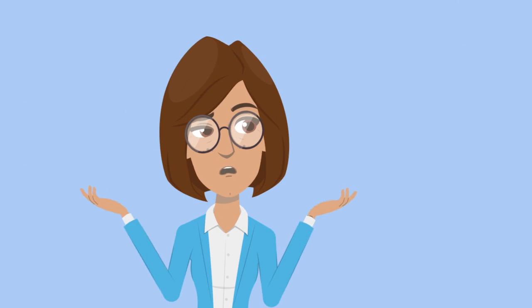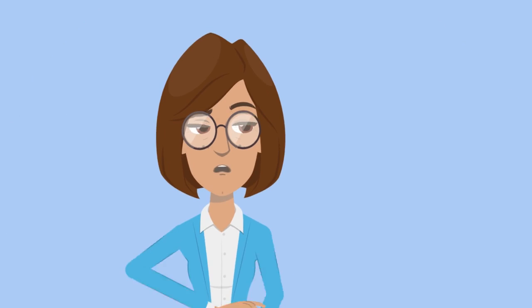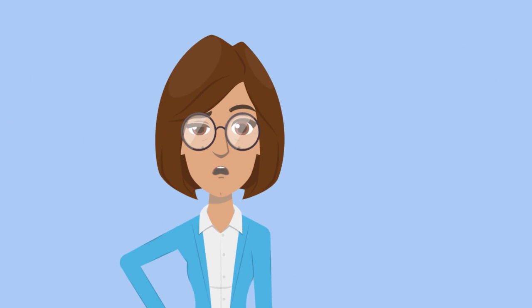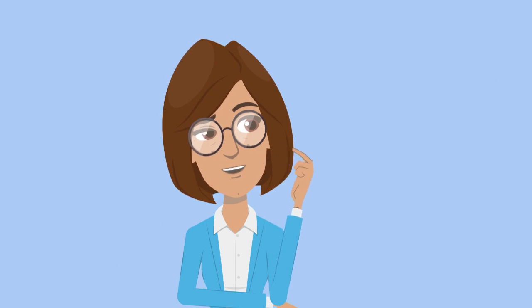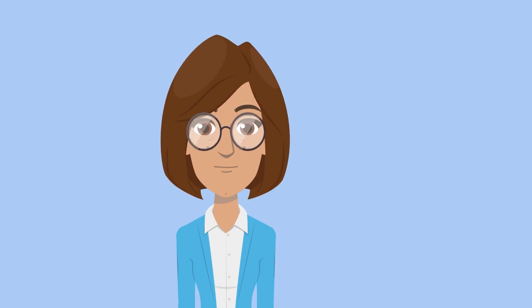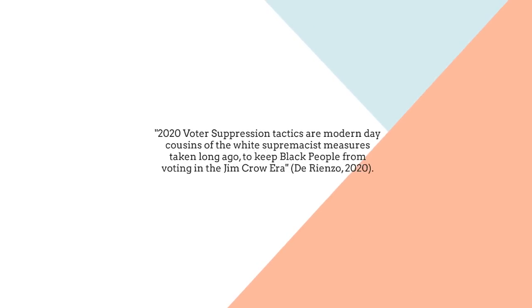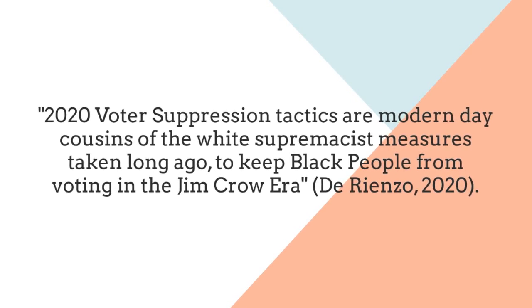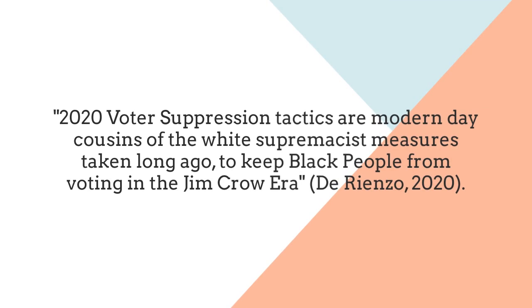Some of you may ask, why are there so many obstacles or rules made to prevent people from exercising their right to vote? Well, there's a method to the madness. 2020 voter suppression tactics are modern-day cousins of white supremacist measures taken long ago to keep Black people from voting in the Jim Crow era.